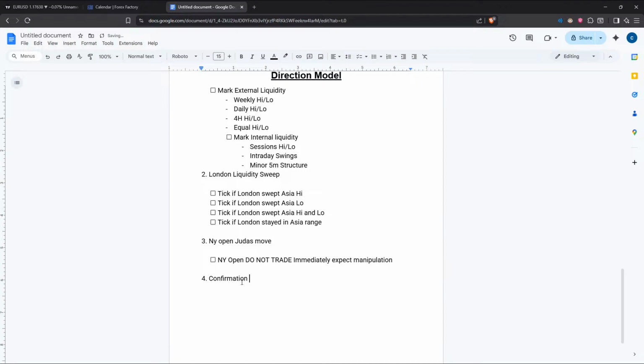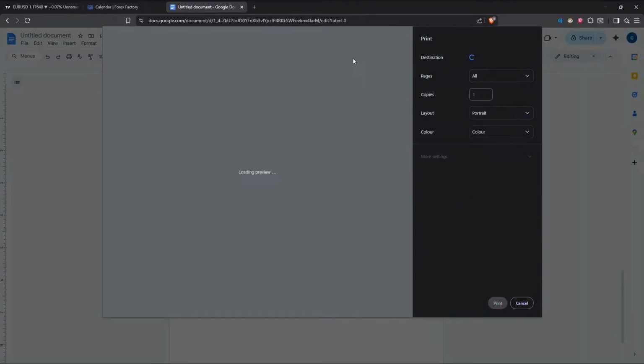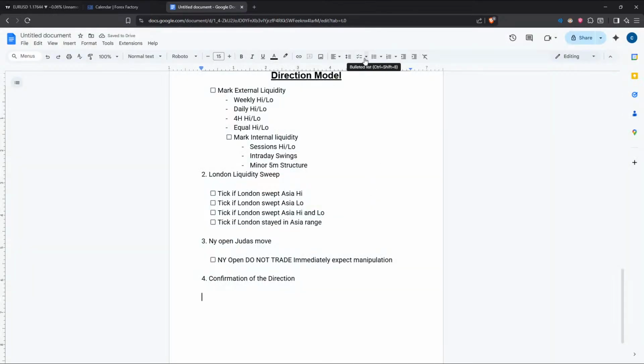So we need confirmation of the direction in step 4. So what are the things we need? Well, I thought it was Control P. Cancel. Control Shift 9. Okay. Confirmation of the direction.